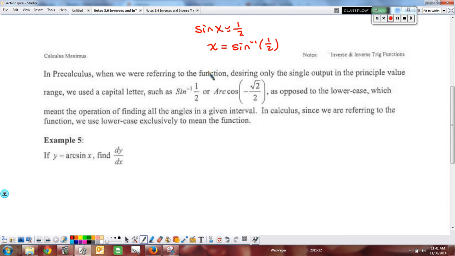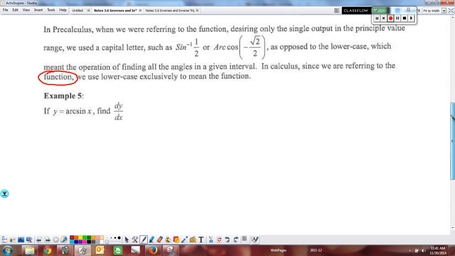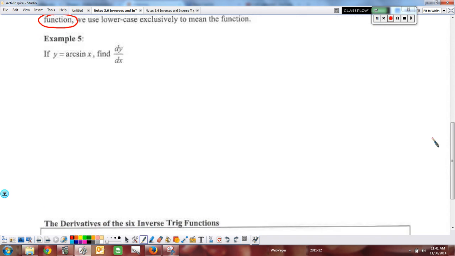But in calculus, we are always going to be referring to the function. So we're pretty much always going to use the lowercase, and it's always going to mean the function, and you're in the principal value range. All right, so now we're in the special case. We want to find the derivatives of the inverse functions.